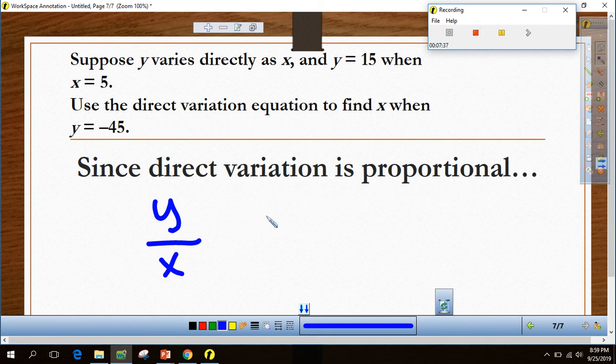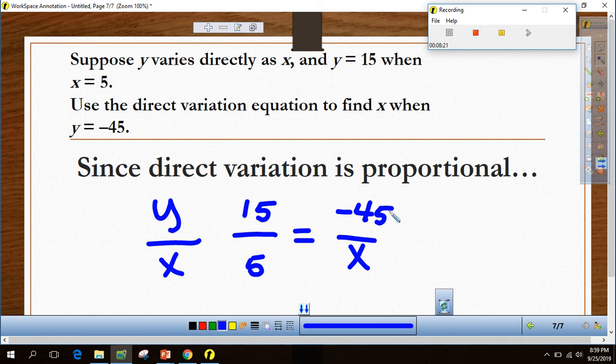Suppose y varies directly as x. When y is 15, I'm going to put a 15 up here for y. When x is 5, keeping those two together, set that equal to, use that to find x. So I'm looking for x, so it's going to stay my variable, when y is negative 45. So on the y level, I have to plug in my negative 45.